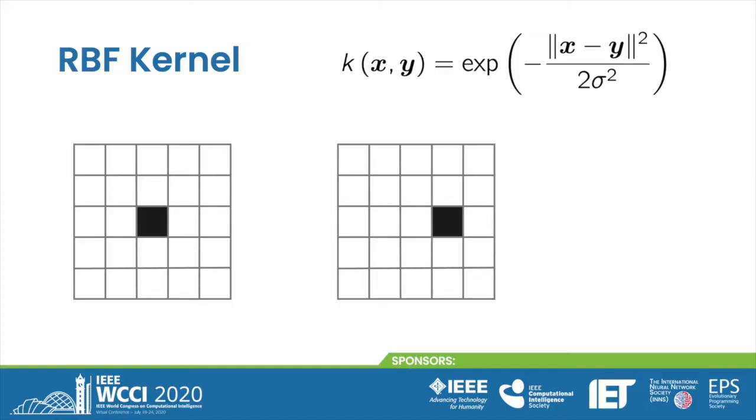The classical RBF kernel uses the L2 distance. The problem of this L2 distance is that it doesn't take into account the underlying structure of the data. I'll show you with an example.